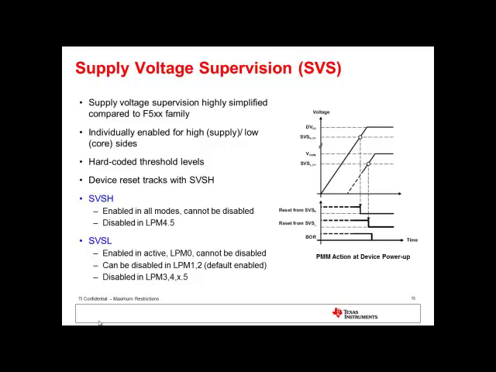The SVS high side remains enabled in all power modes, including X.5 modes by default. It can only be disabled in LPM4.5 to save power. The SVS low side is automatically disabled in LPM3, 4, LPM3.5, and LPM4.5. It can optionally be disabled in LPM1 and LPM2.